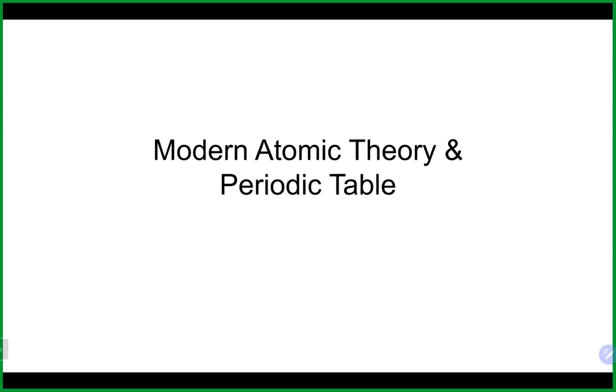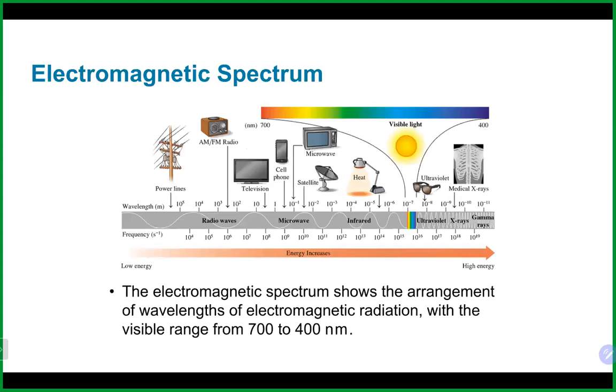All right, so what we're going to talk about for the rest of this chapter is really about electrons and where electrons are in the atom, and as they transition from one energy level to the next, what is happening.